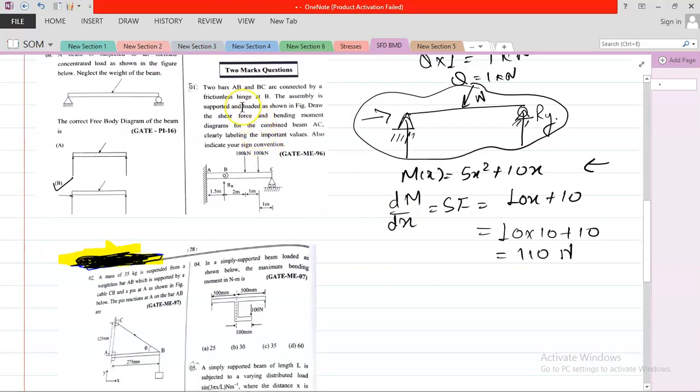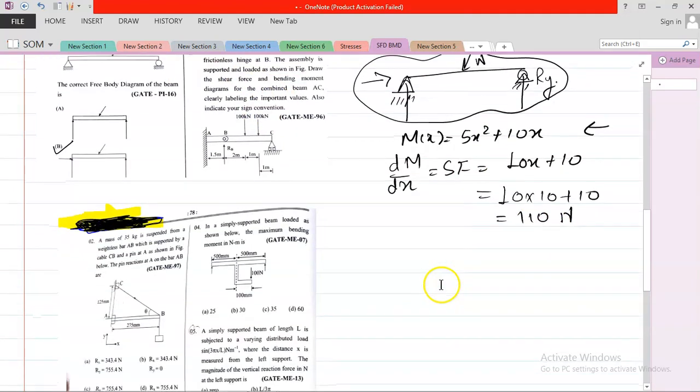The next question is in 2 marks. Let me erase this, or I should write it here.